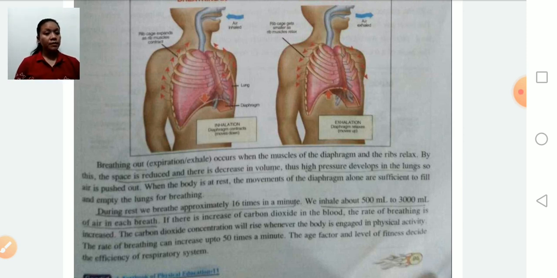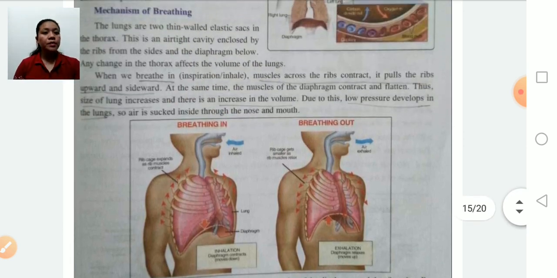During breathing, the muscle across the ribs contracts. When it contracts, it pulls the ribs upward and sideward, and the diaphragm contracts or flattens. The space, therefore the size of the lung, increases. When the size of the lung increases, it increases the volume, and a low pressure develops in the lungs. If the pressure in the lungs is low, then the air goes inside the lungs.